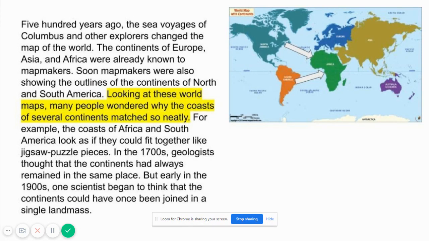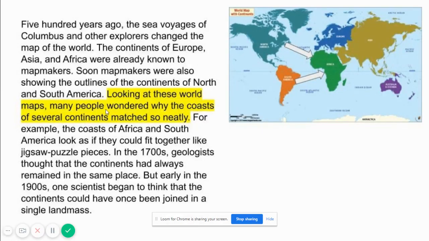500 years ago, the sea voyages of Columbus and other explorers changed the map of the world. The continents of Europe and Asia and Africa were already known to the map makers. Soon map makers were also showing the outlines of the continents of North and South America. Looking at these world maps, many people wondered why the coasts of several continents matched so neatly. I highlighted that for us because that's a very important part. South America looks like it fits into Africa. North America looks like it fits right along Africa and Europe.